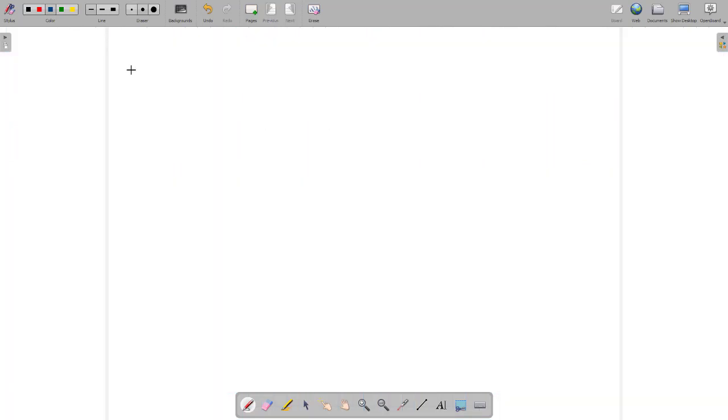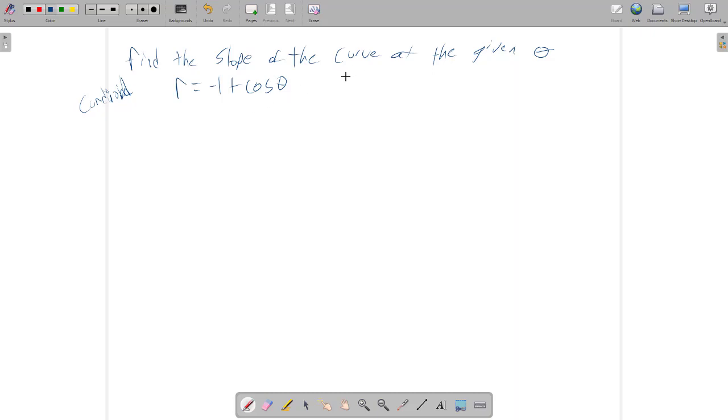Alright, in this problem we're finding the slope of the curve. So find the slope of the curve at the given value of theta. It also wants us to sketch it. We'll take a look at the sketch, but I don't think we'll actually do this one by hand. We have r equal to -1 plus cosine theta. They actually tell us this is a cardioid. That means it's heart-shaped, not heart as in Valentine's Day, but heart as in the physical organ. Theta is plus or minus pi over 2.